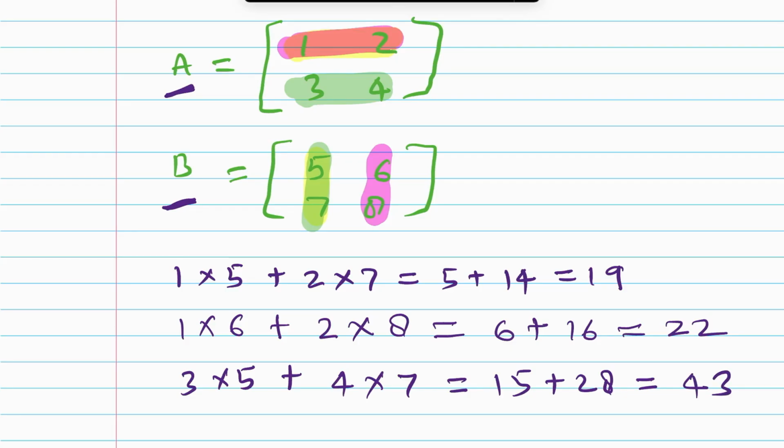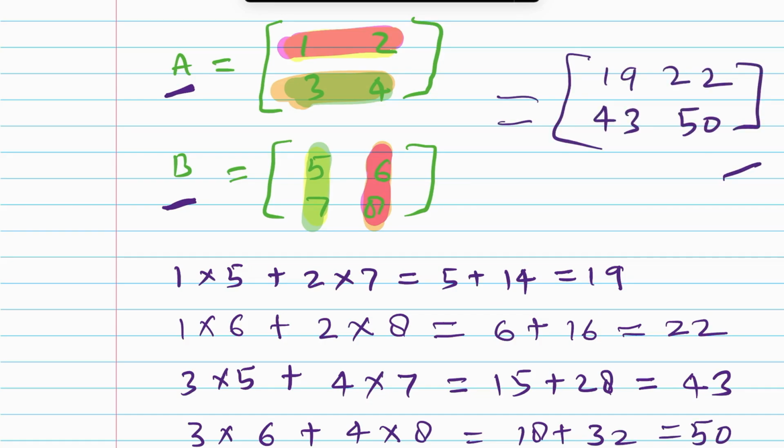Lastly, calculate the fourth element. Second row of A is 3, 4. Second column of B is 6, 8. So the last element will be 50. So the final result becomes 19, 22, 43, 50.